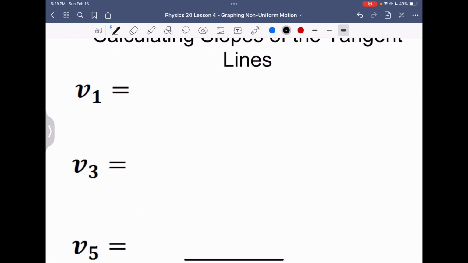So for our first one, we got that our velocity 1 was equal to positive 4.0. It was on the way up. It had a positive slope. Right at the top, we said this was 0 meters per second because it was horizontal. It's that transition from up motion to down motion.